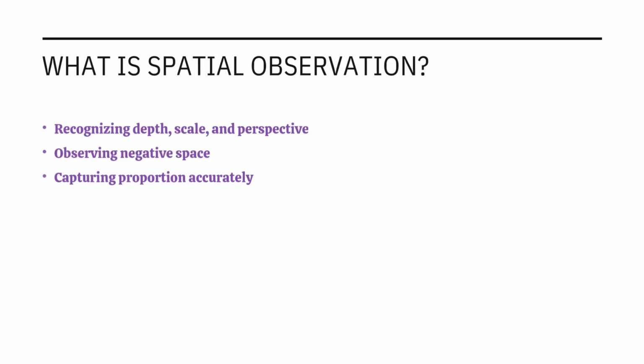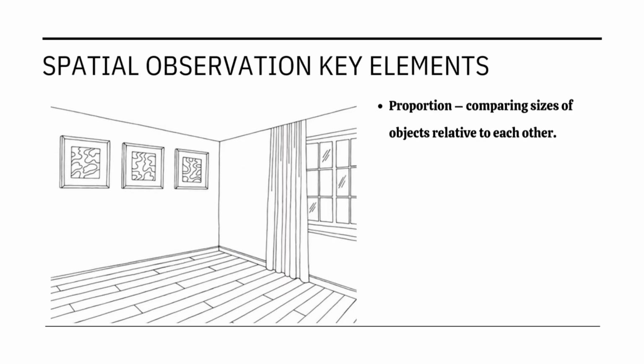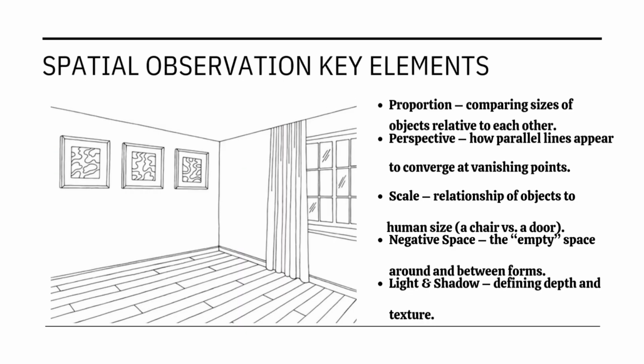A deeper dive into those spatial relationships is really recognizing depth, scale, and perspective, observing where the negative space lies, and capturing proportional accuracy. There are a few key elements in looking at our spatial observation. When we see things like a perspective drawing, we're going to notice how parallel lines appear to converge at vanishing points. Objects further away from us appear smaller, while things that protrude out to us get larger. And we also see proportion, where we're comparing the size relationships of all of the objects to each other.